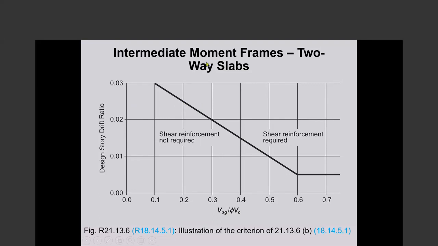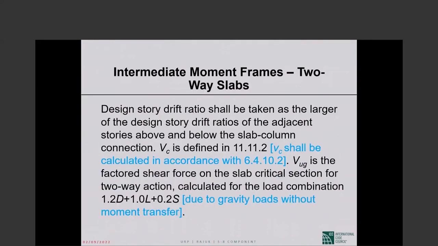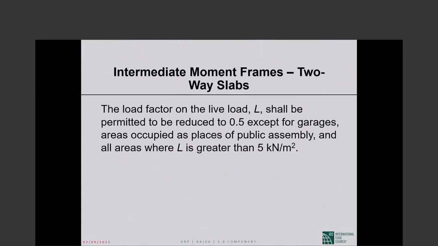Okay, so this is the ACI 318-08 requirement. It's very, very important. And if you provide this punching shear reinforcement, then you don't have to, I repeat, live with the limitation that punching shear due to gravity shall be within 40% of what concrete can carry. Now, these are details. Design story drift ratio shall be taken as the larger of the design story drift ratios of the adjacent stories and so forth. I will let you read this.